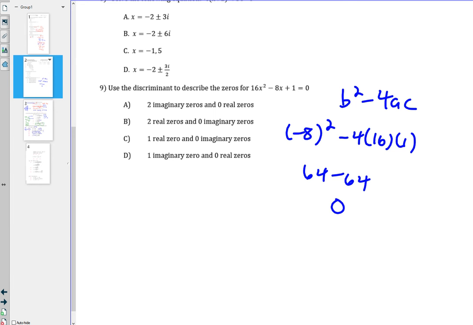When you have a 0 discriminant, what does it mean? Skip the notes. One real zero. What does 0 be the same as? 3. Why don't you look at it and see if you know what it is? What's that? 3. Everyone, one more. Somebody said over here.